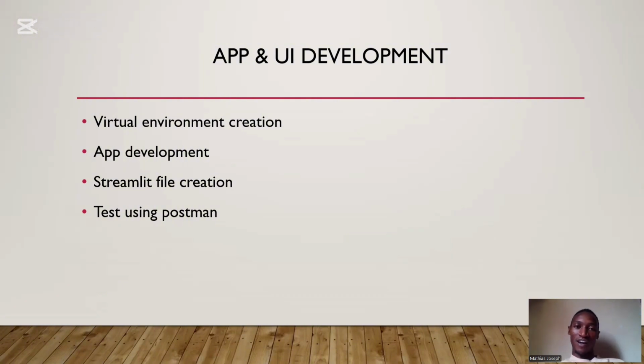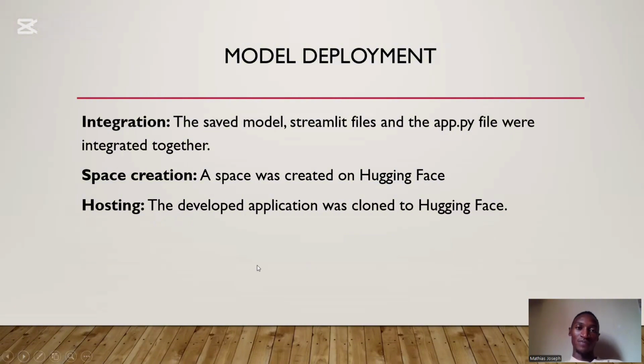After that, we moved on to the deployment part, where we were supposed to create the model deployment. We integrated the saved model with the Streamlit files into the app.py file, and then it was able to become one application that could run and give output while using the user interface. Then we went on to create a space on Hugging Face.